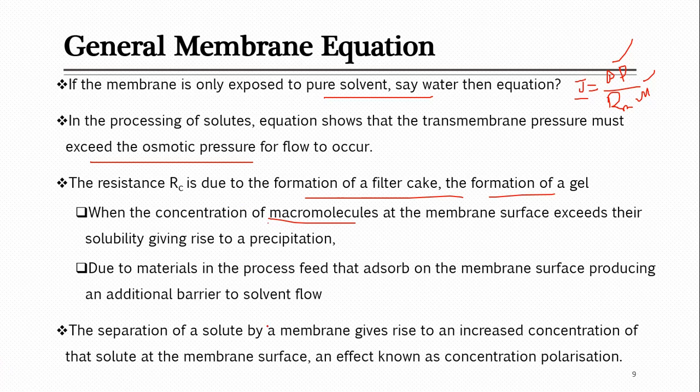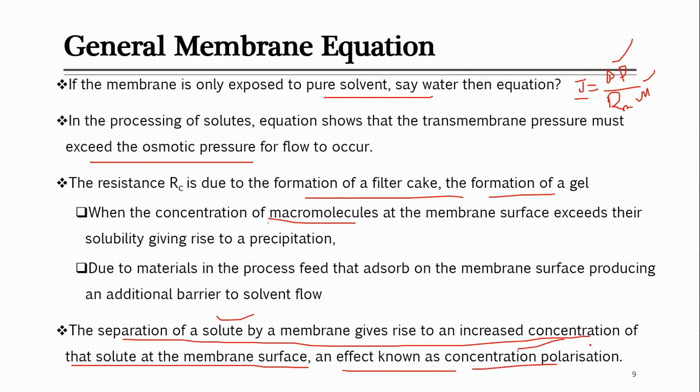The separation of the solute by the membrane gives rise to increased concentration of that solute at the membrane surface. Later we will look at this, although up to here we have seen that through osmosis liquid passes from the side of low solute to high solute. But when you go for reverse osmosis and other membrane phenomena, you push the water with pressure, passing water opposite to the osmosis direction. In that case, when water leaves, the salt or solute concentration starts increasing on the membrane surface.